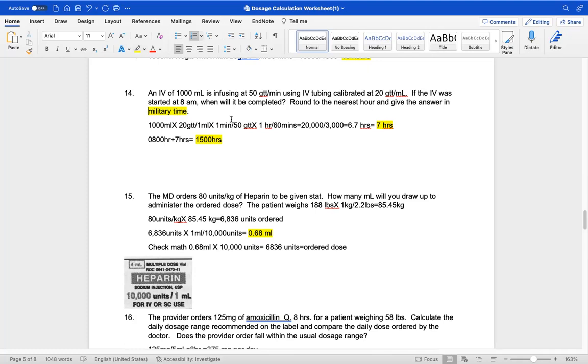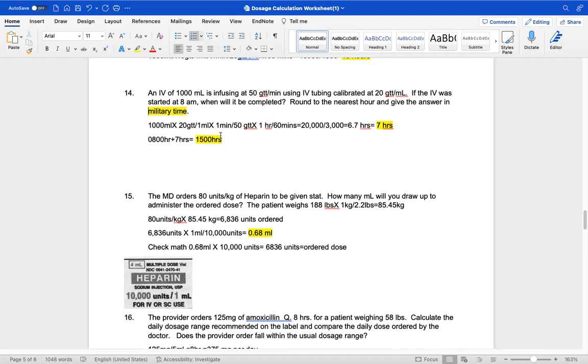So to break into this problem, we've got our ordered amount, 1,000 mLs. We are going to take that at that tubing calibration rate, so that 20 drops per mL; your mLs on bottom here will cancel out your mLs up there. Now we're going to multiply it by the time. What is it infusing at currently? We are doing 1 minute over 50 drops, so your drops on bottom here cancel out your drops on top there. Multiply this out by 1 hour over 60 minutes. That gives us the hours that we're looking for. So your minutes cancel out.